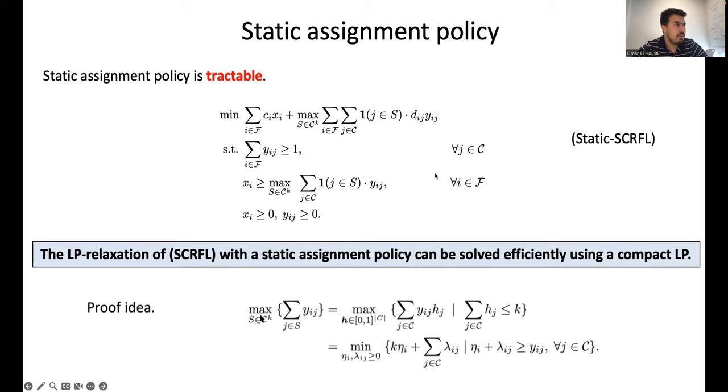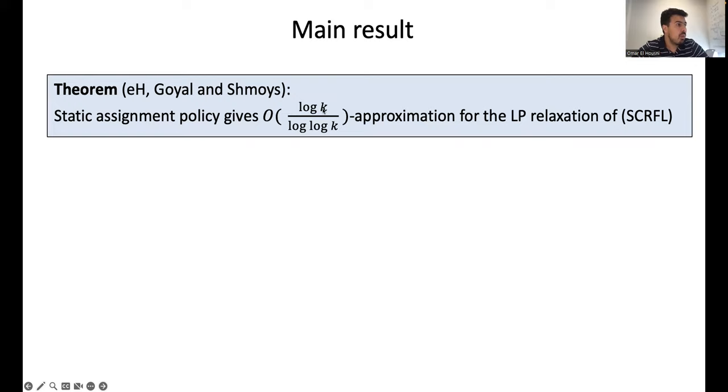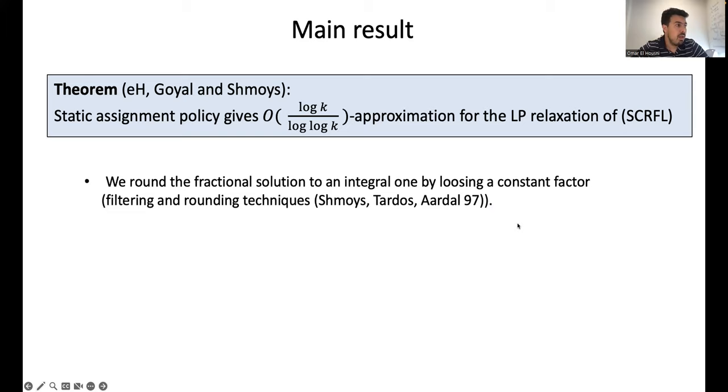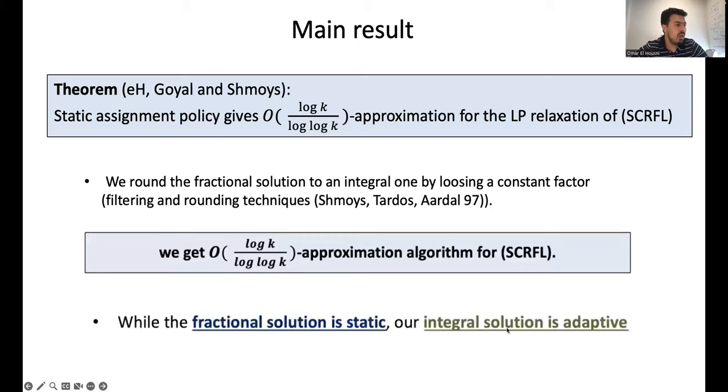We need to know how good or bad this relaxation is, and that takes me to the main results. We show that the static assignment policy gives a log k over log log k approximation for the LP relaxation. We round the fractional solution by losing only a constant factor. Again, here, a slight modification of the filtering and rounding technique from this old paper of Shmoys, Tardos and Aardal. We can get a constant approximation. We lose a constant to get an integral solution. Which means that the meat of the proof is on showing this log over log log for the LP relaxation. So these two results get you a log over log log for the integral problem.